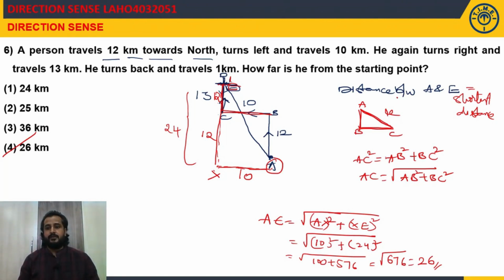And this is the Pythagoras rule: AC square equal to AB square plus BC square. So apply the Pythagoras rule and get the answer whenever they ask you to find the shortest distance between the 2 points. Please keep noting down parallelly.